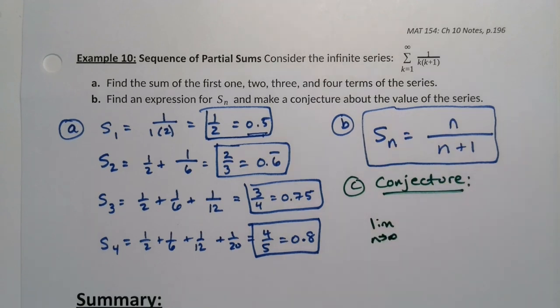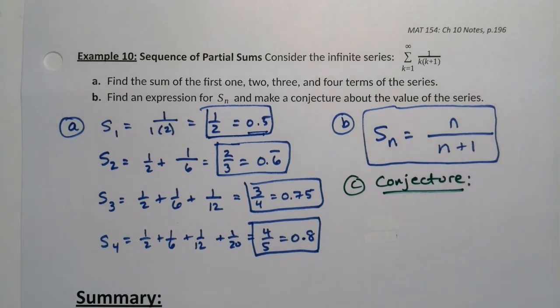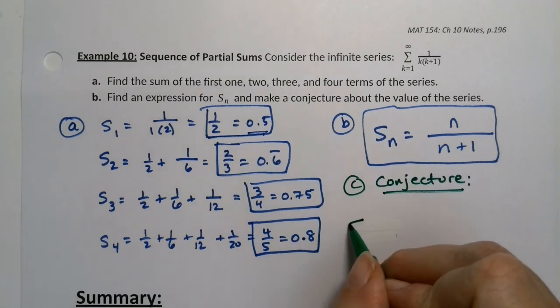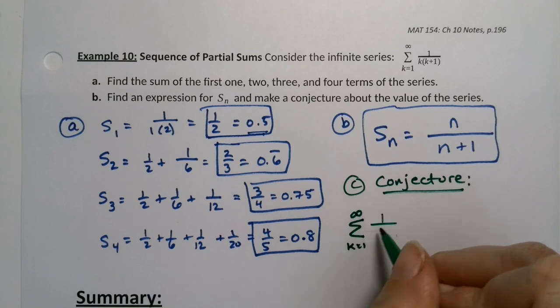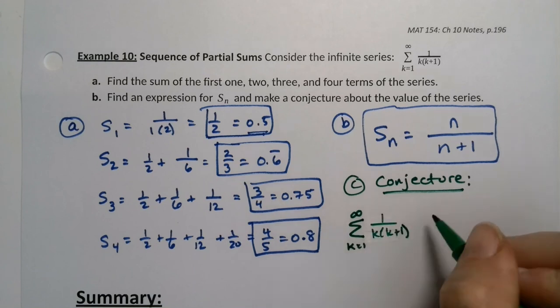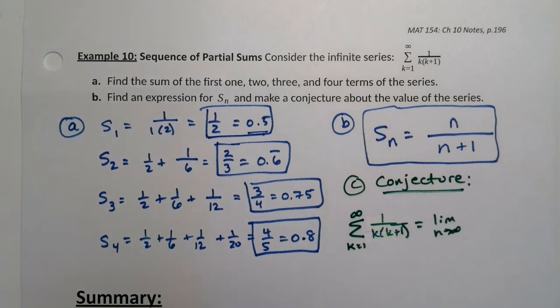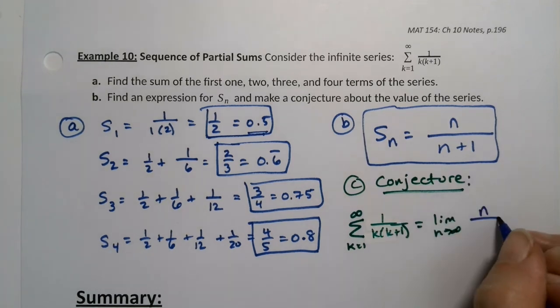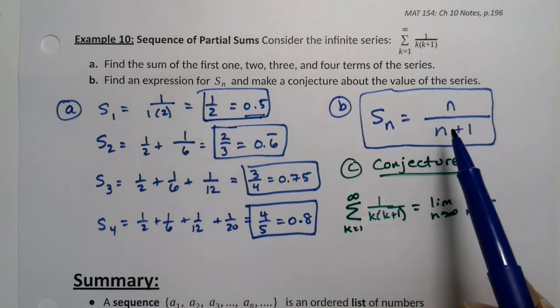of my sequence. Actually, let me write it this way. Here. Give me 1 second. All right, my conjecture is that if I take this series from 1 to infinity of 1 over k times k plus 1, that is equal to the limit as n goes to infinity of s sub n. Right? That's my conjecture, right?